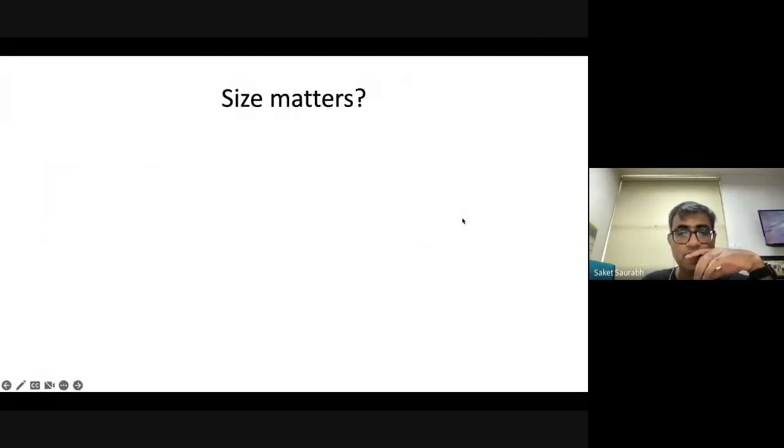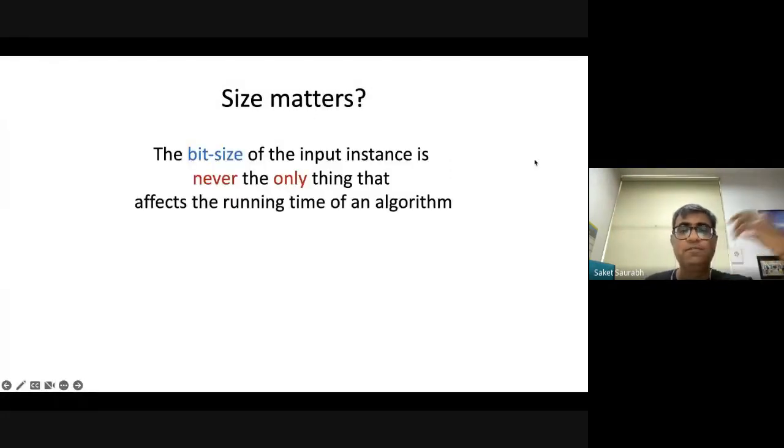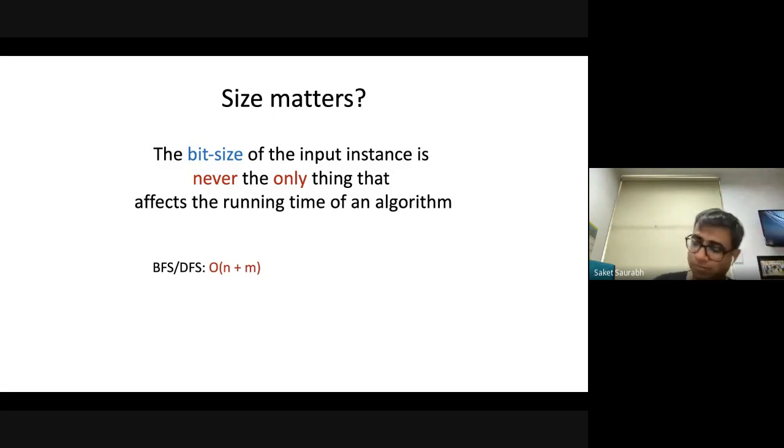Okay. Don't get confused, guys. Size matters. So how much does the size matter? The bit size of the input instance is never the only thing that affects the running time of an algorithm. For example, BFS and DFS are linear time. Subset sum is order N times T, right? We know that subset sum is NP hard, but it has an algorithm with running time order N times T.